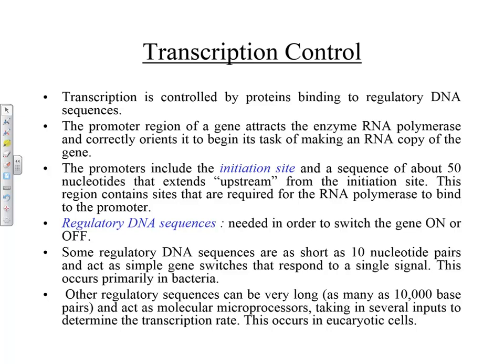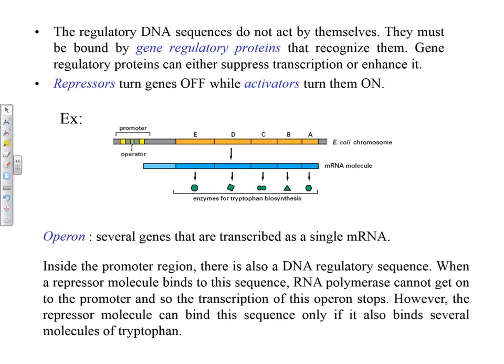Other regulatory sequences could be very long, as many as 10,000 base pairs, and they could act as molecular microprocessors, taking in several inputs to determine the transcription rate. And this occurs in eukaryotic cells, like in human cells, okay? So it's not like we invented microprocessors or something. Inside the cell also there is a lot of decision making that goes on. A lot of information is collected, and then decisions are made about whether the cell should divide or not, or a particular protein should be produced or not.